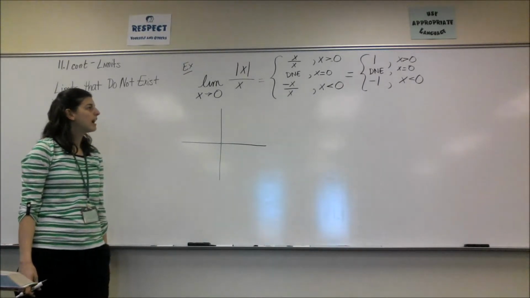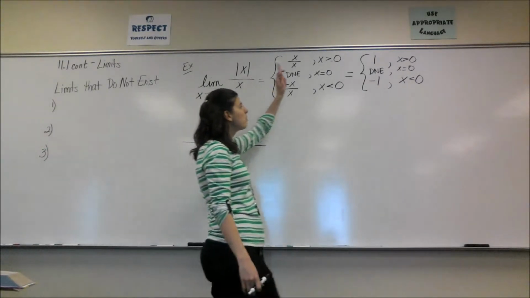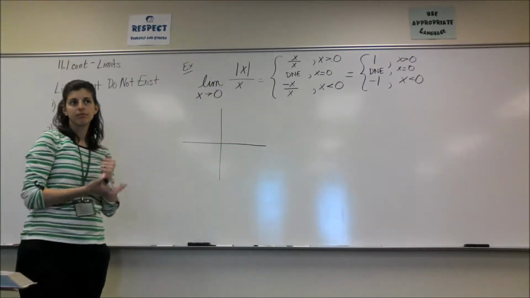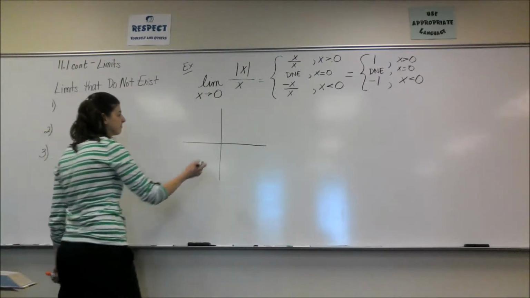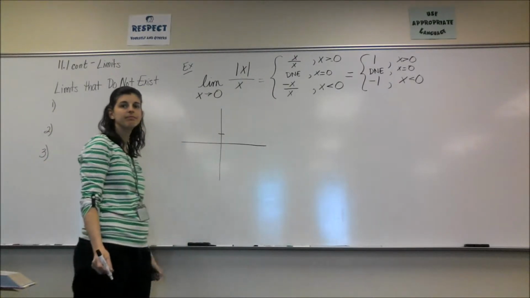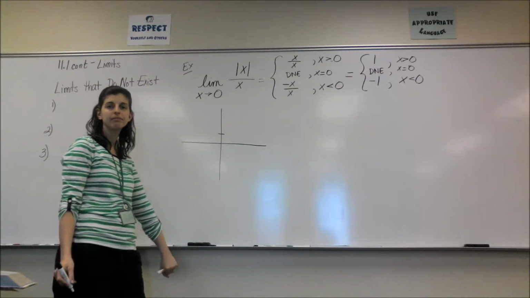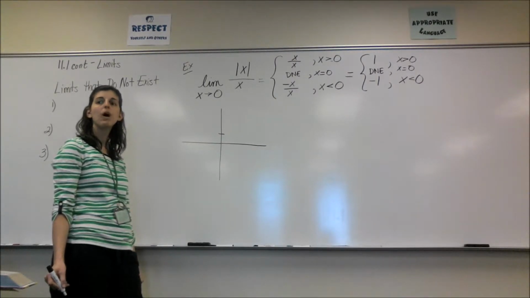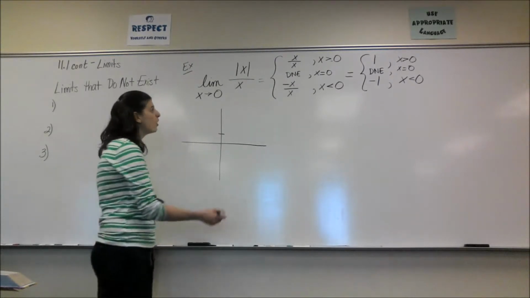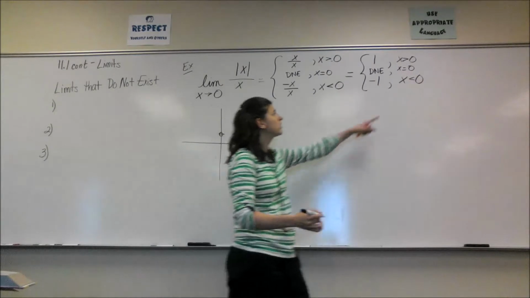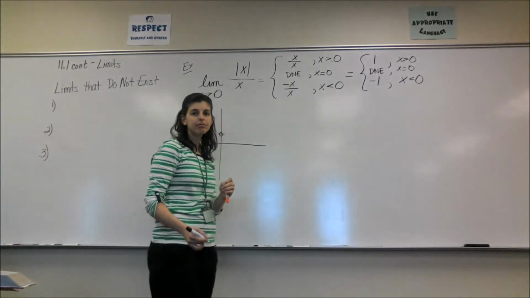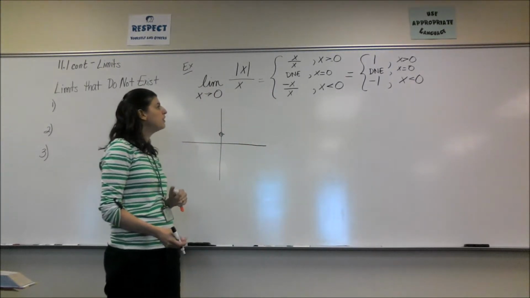Now let's graph this. How do I graph y equals 1 when x is greater than 0? How do I graph y equals 1? Put up 1 and open. Y equals 1, open or closed? Open circle. Good. Open circle, because you're not supposed to include 0 on that domain. Does that make sense? So how do you graph y equals 1?